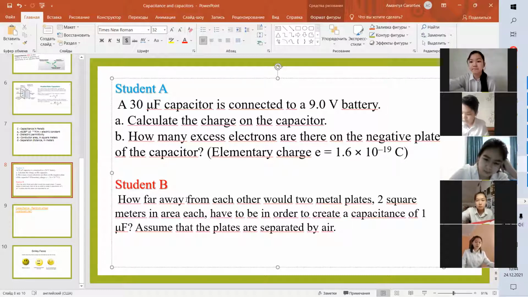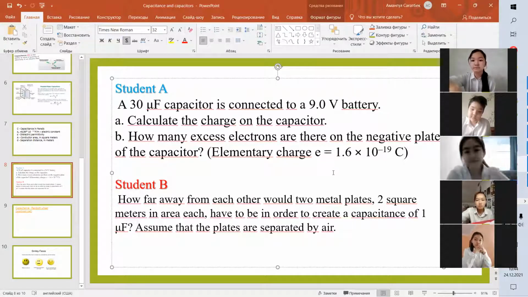Which formula do you use? C equals epsilon times epsilon 0 times A divided by d. Yes, right. Dilara, can you read the problem?